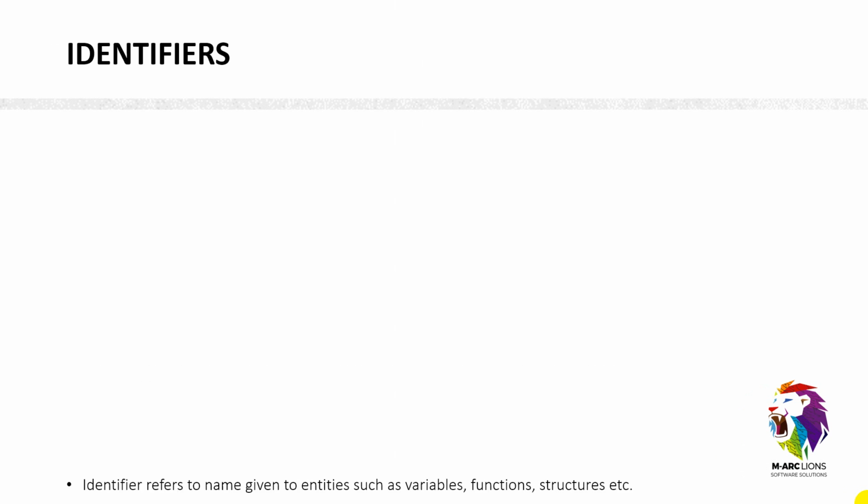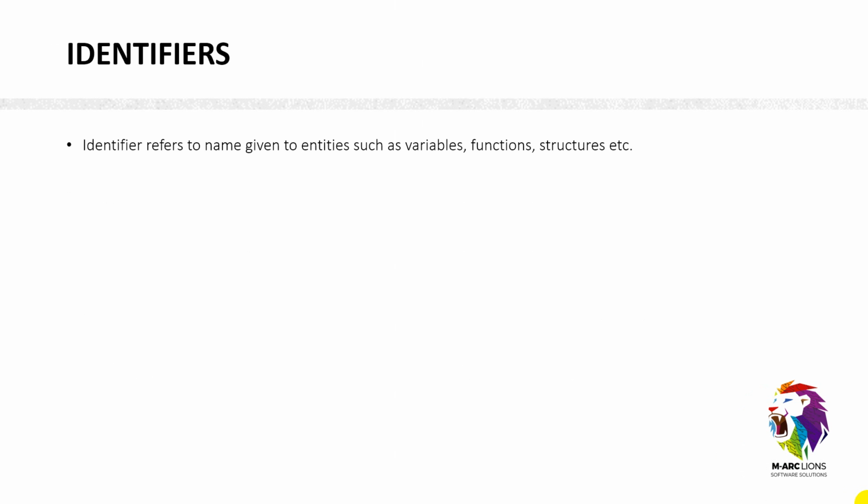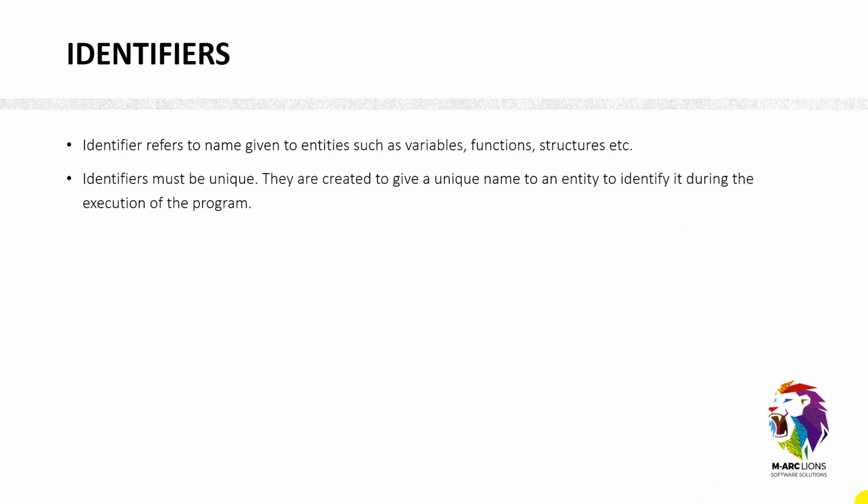And then we have identifiers. An identifier refers to a name given to an entity such as a variable. If you have any entity, you can name it. If you have a variable, you can name it. If you have a function, you can name it. So they are called identifiers.